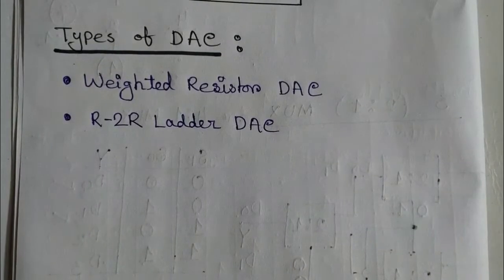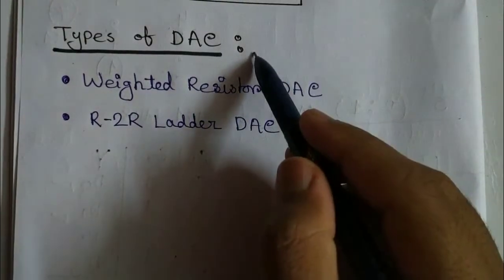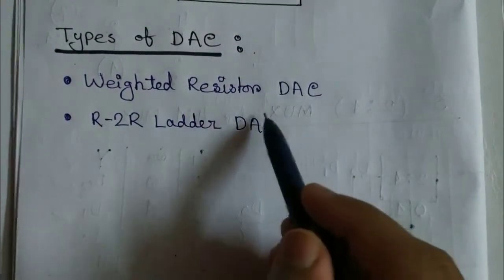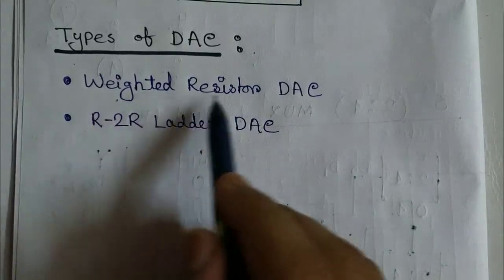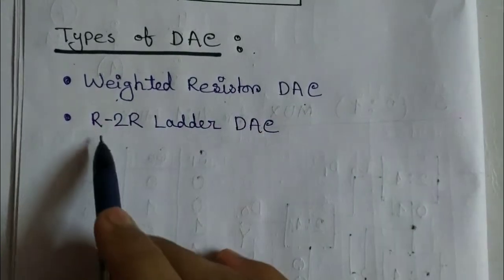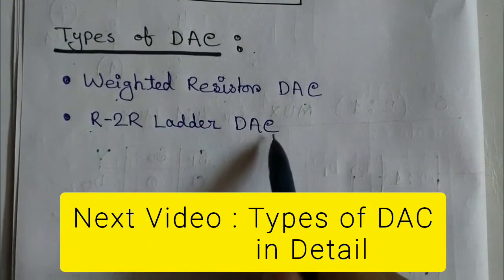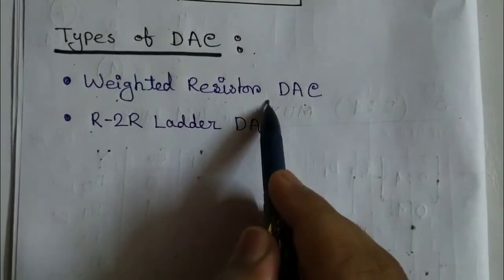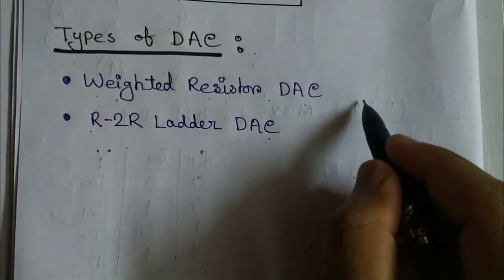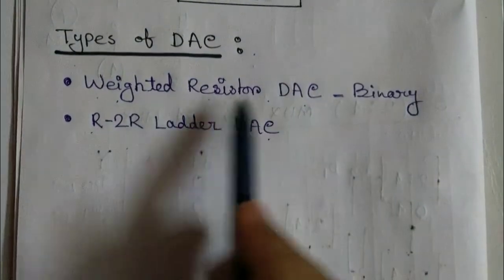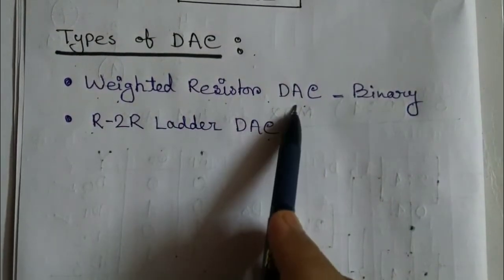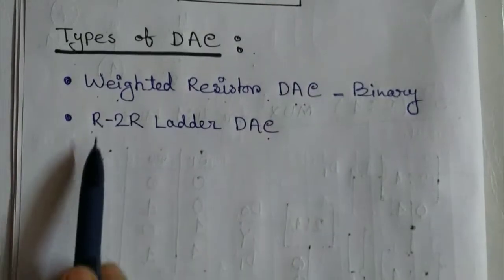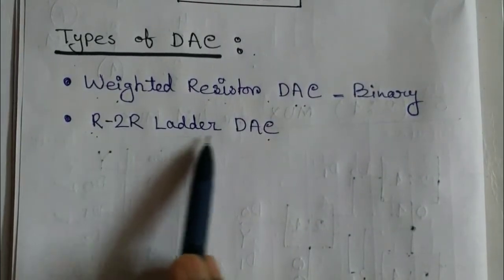So here you can see the types of digital to analog converters. It has two types. One is weighted resistor DAC and the second one is R2R ladder DAC. This weighted resistor DAC is also known as binary weighted resistor. In the next video we will learn about binary weighted resistor in details. The second part is R2R ladder.